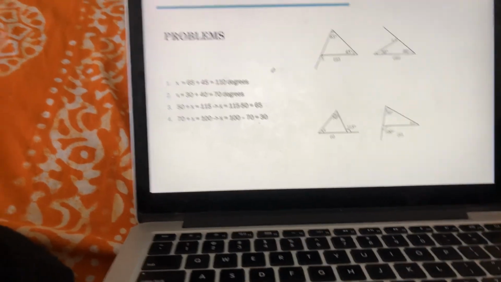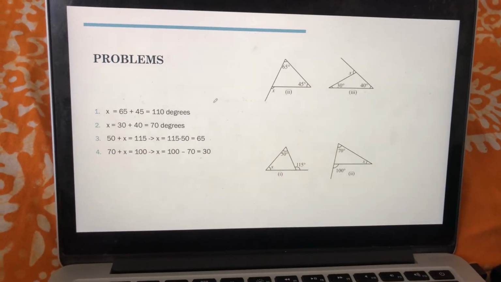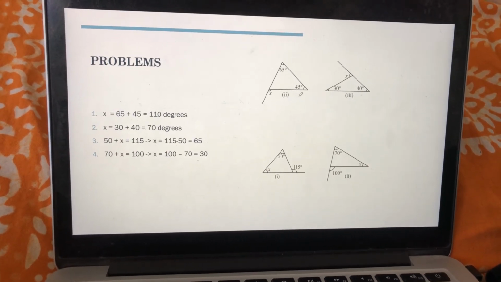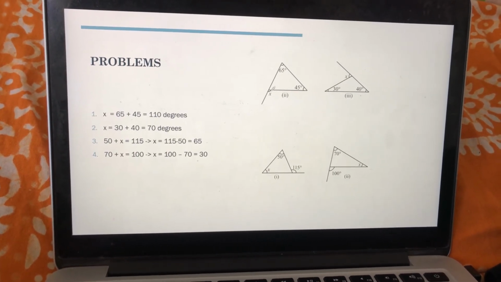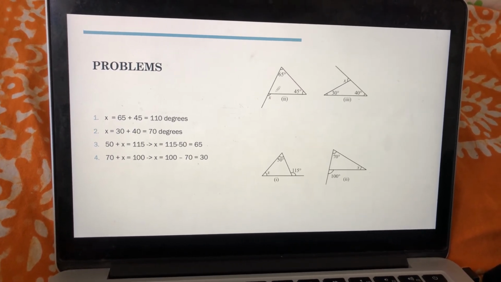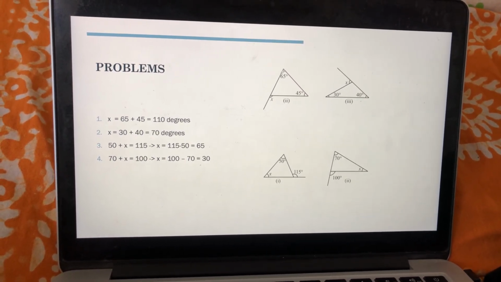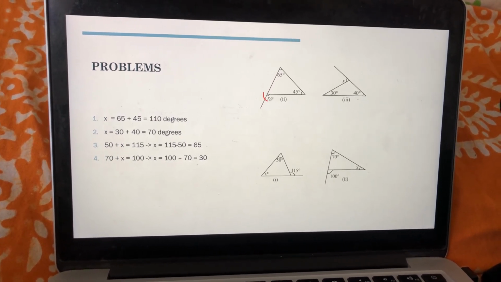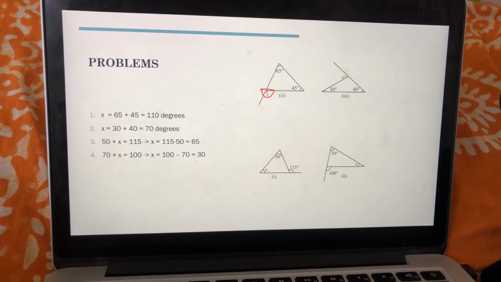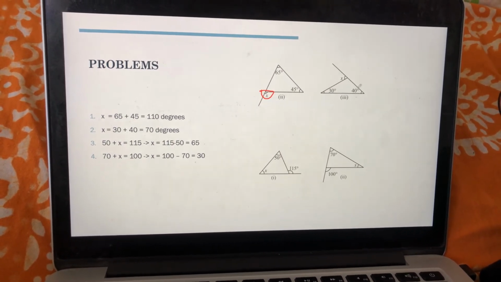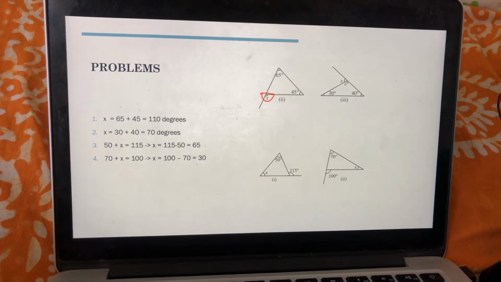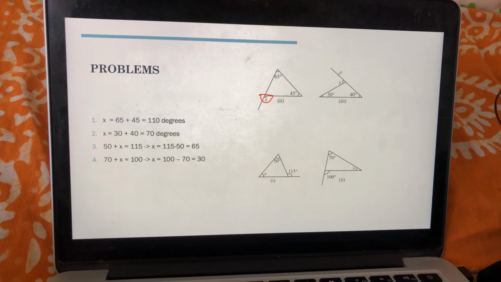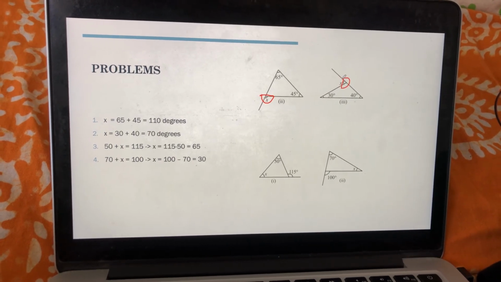Using the concepts that we have learned so far, we will be solving a few problems. In the first problem, there are two angles given and we have to find x. So x is the exterior angle to these two opposite interior angles. 65 plus 45 is nothing but 110. So this is 110. Let's move to the next question. We have two angles, 30 and 40. X is the exterior angle as usual, so it should be equal to the sum of its opposite interior angles. So x is 70 degrees.